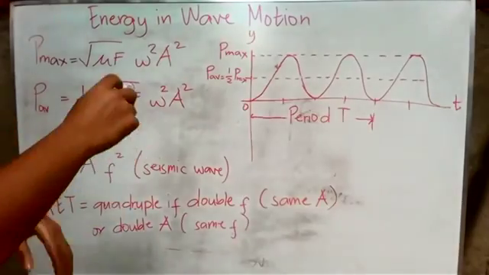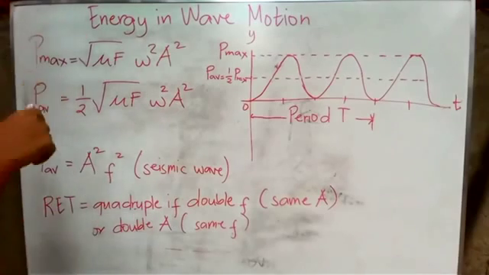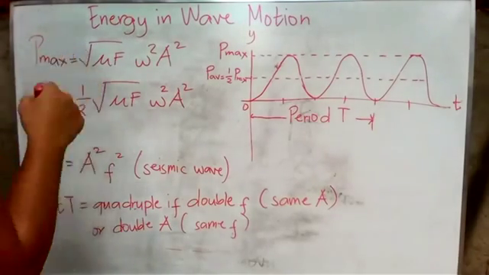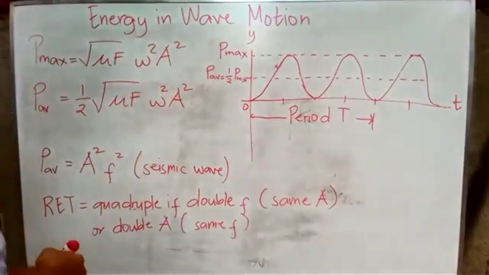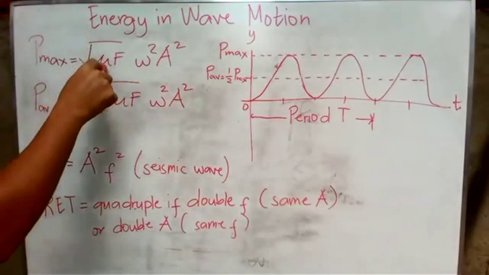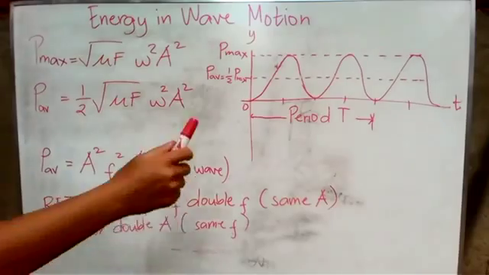Now, the maximum value of the instantaneous power occurs when sine squared has the value unity, which is P max equal to the square root of mu F times omega squared and a squared. In order also to get the average power, we just have to take one half of P max, our maximum power.